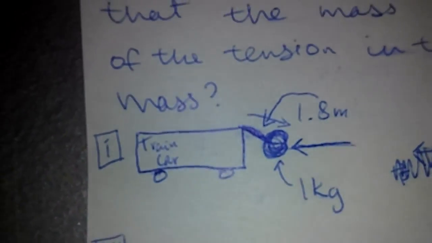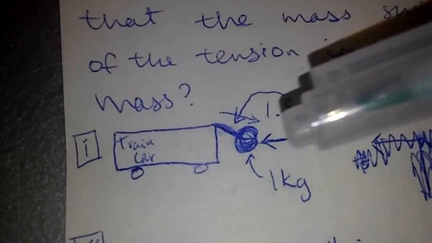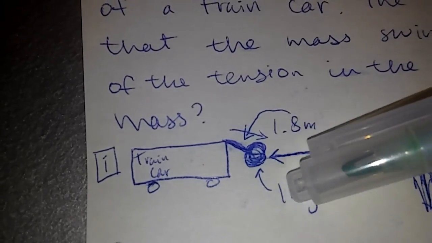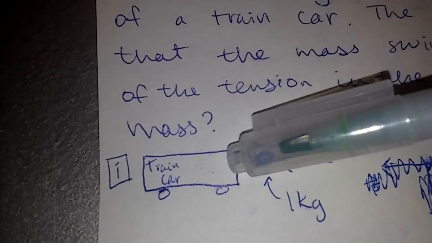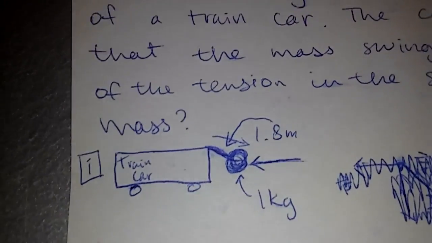Okay, so first, in my drawing of the train car, I have the mass connected by a string hanging off the back, 1.8 meter string and 1 kilogram mass, and it's being pulled back 30 degrees because the train car is accelerating to the left.